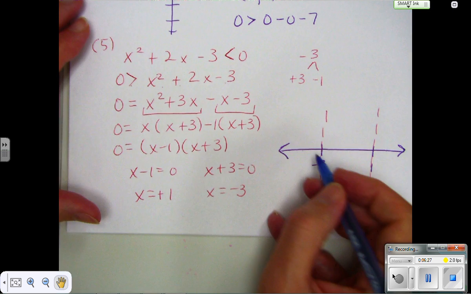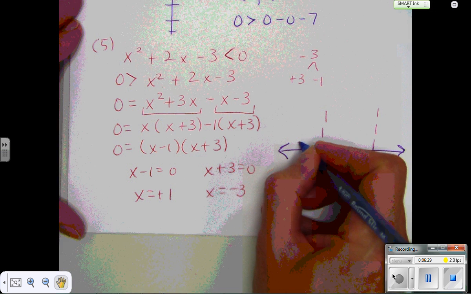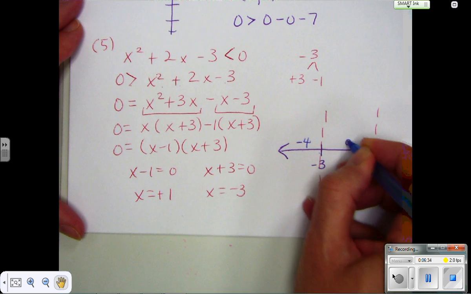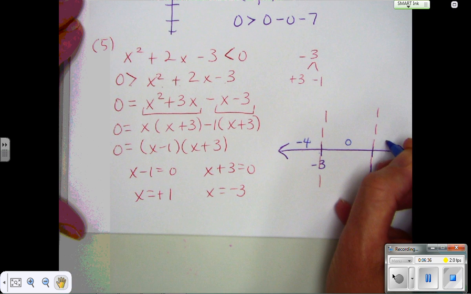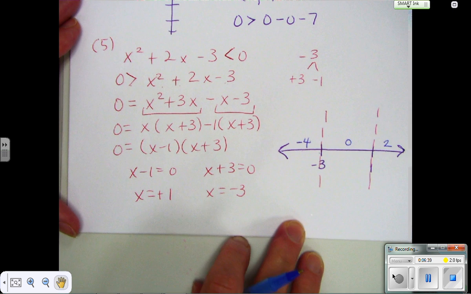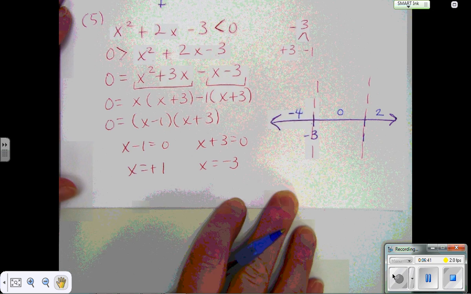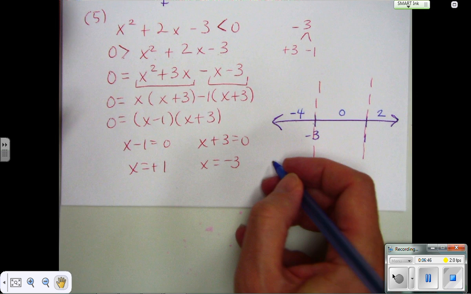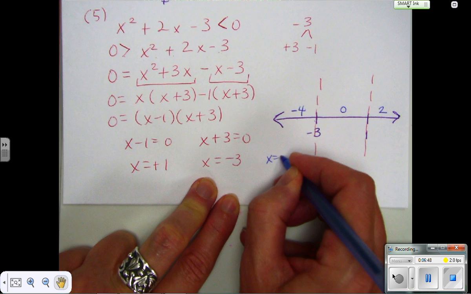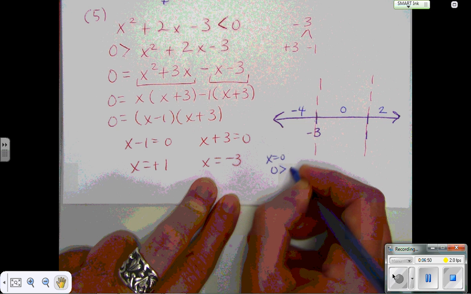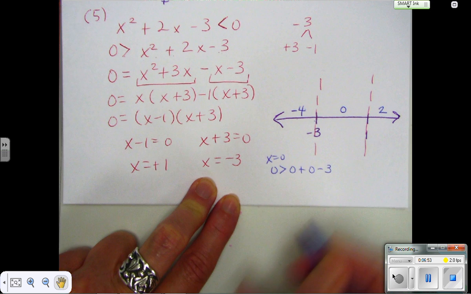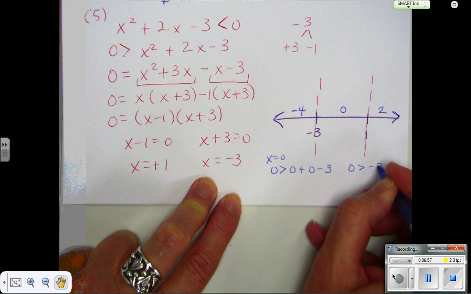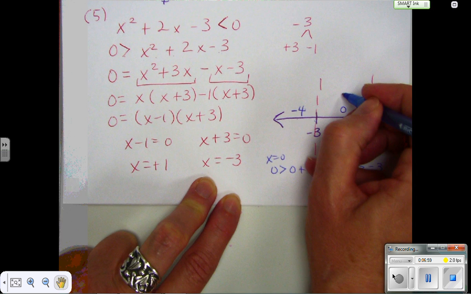So if I want something less than negative 3, I could choose like a negative 4. In between negative 3 and 1, I can choose 0. Anything greater than 1, I can choose a 2. And I want to see which one is going to make my inequality true. So let's just start with the 0. When x equals 0, you got 0 is greater than 0 plus 0 minus 3. Is 0 greater than negative 3? Yes, it is. So this is true.